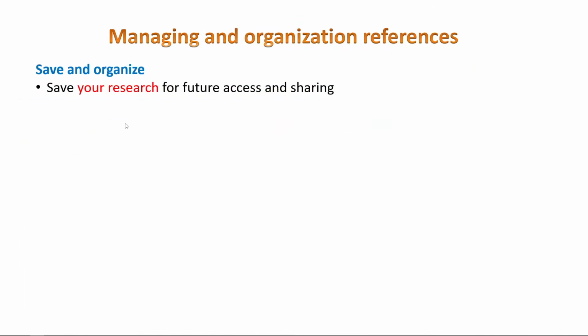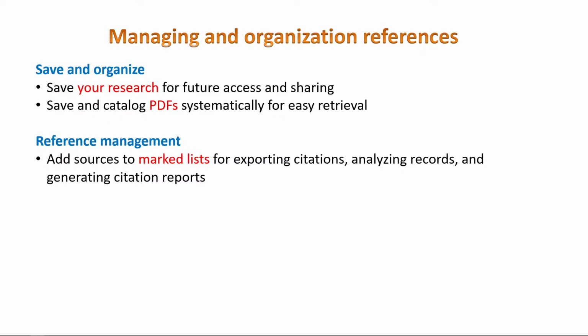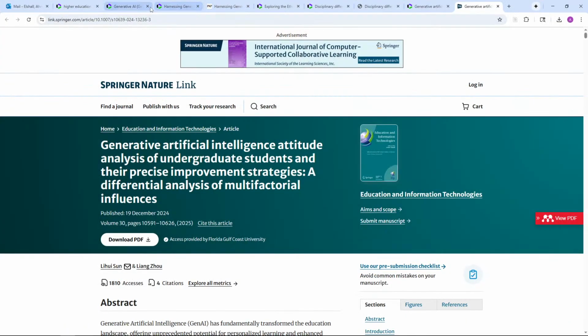Okay. So save your search for future access and sharing. You can save it in the marked list, that will save the information of your source, or you can save and catalog PDFs systematically for easy retrieval. That's manual saving. You can also do reference management: add sources to the marked list for exporting citations, analyzing records, and generating citation reports. And we looked at this last time.